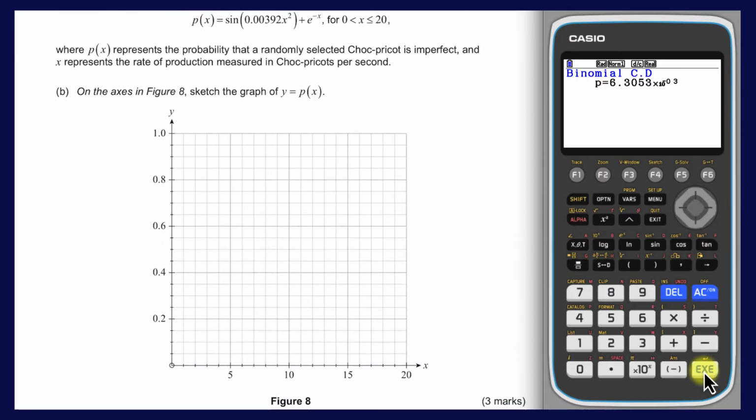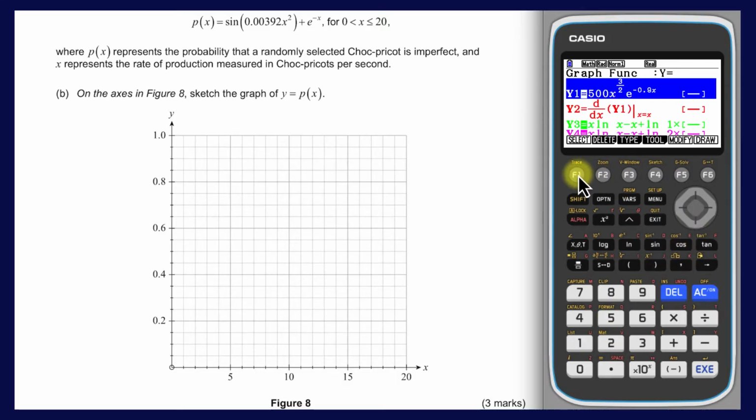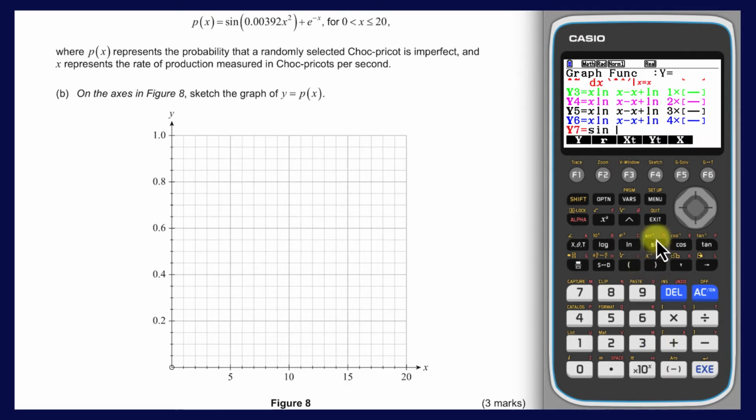Okay, so I'm going to go to graph mode of my calculator, and this time I'm going to be more careful to deselect a couple of functions. Don't want to delete them necessarily. I might want to come back and check results later, should I have time in the exam. So I like to leave them in there for now. But my new function is sine of 0.00392 x squared plus e to the negative x.